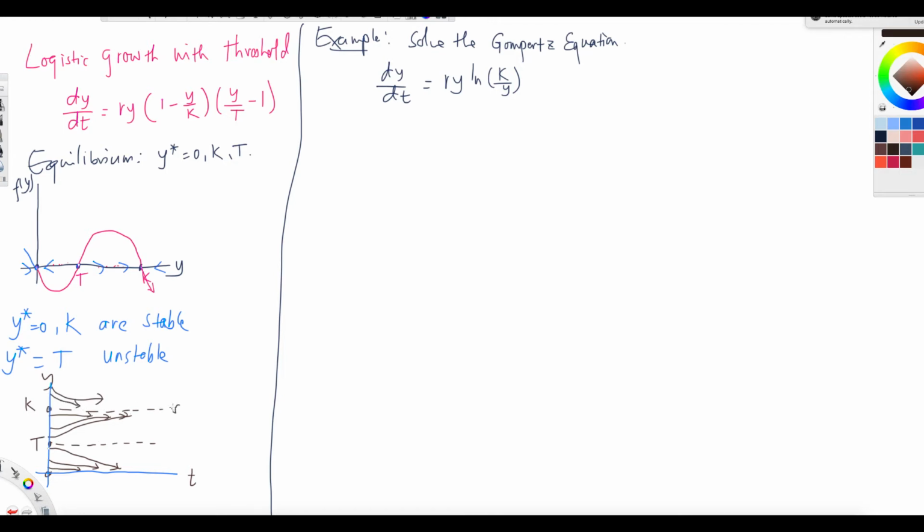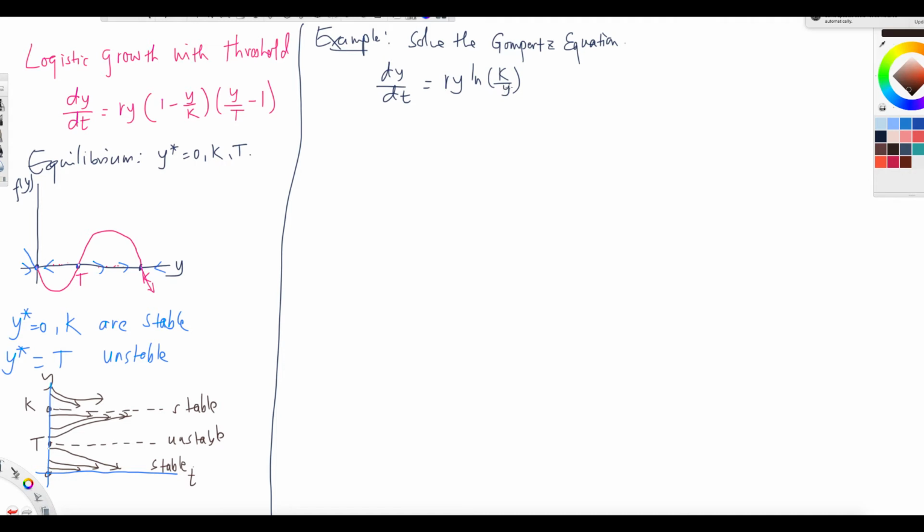So k is stable, because from both sides, if you start close to k, below or above, it will go to the k. This one is unstable, and this one is stable. So this is the qualitative behavior of the logistic growth with the threshold. Now let me do some examples from the book, okay? Let us see this differential equation, which is also called the Gompertz equation. Let's see how it behaves.